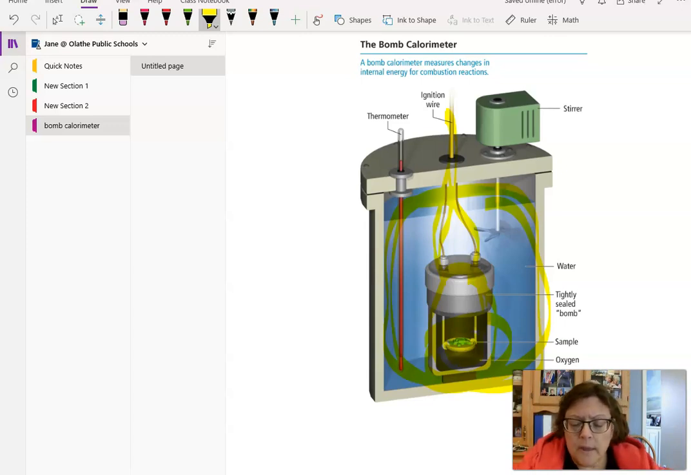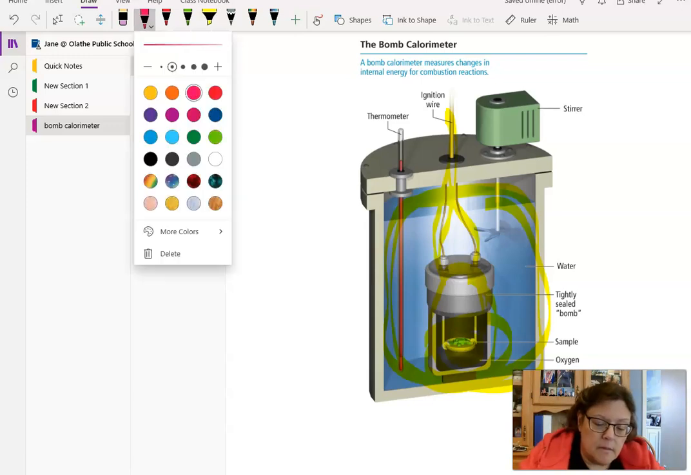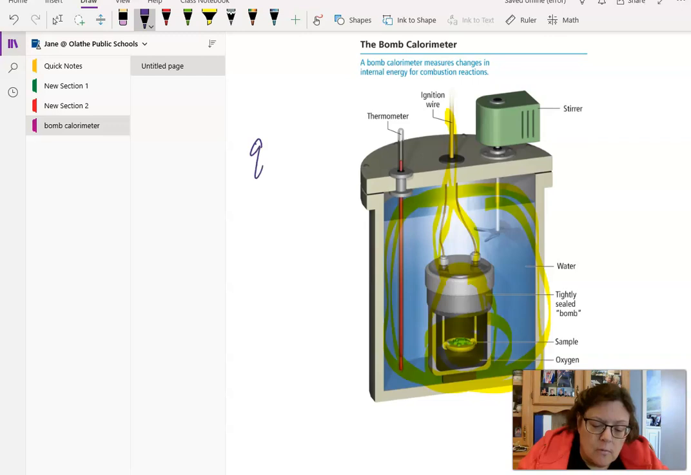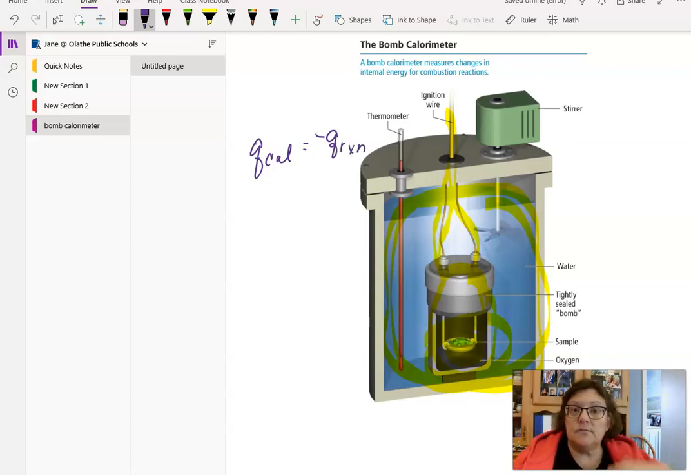So the bomb calorimeter is great because, let's use a new color today, Q of the calorimeter is going to be equal to negative Q of the reaction. That's negative, because if one's positive, the other's going to be negative. If the energy is being released by the reaction, the bomb calorimeter is going to gain the energy. So that's the simple equation we're using here.